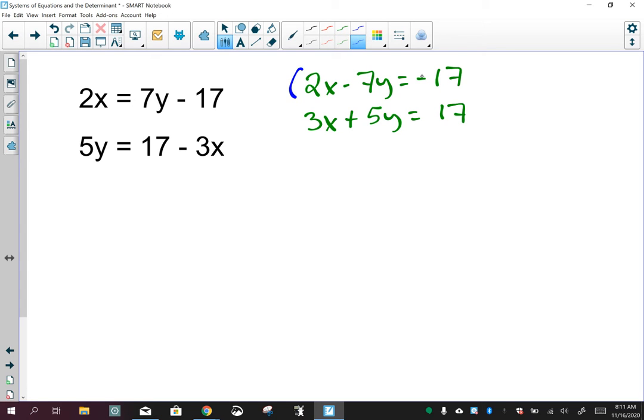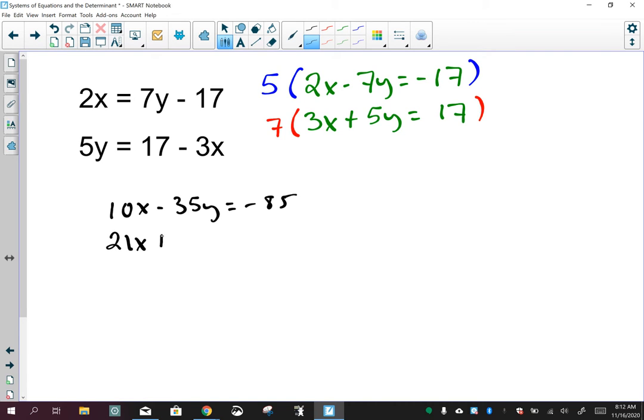So what I'm going to do is multiply this top one by a 5. And then I'm going to multiply the bottom one by a 7. Because what happens is 5 times 7 will give me 35. 7 times 5 will give me 35. So I'm actually going to go ahead and just get rid of my y's. So when I do this, I wind up with 10x minus 35y is equal to, what is that, negative 85? And then 21x plus 35y is equal to, what, 119?